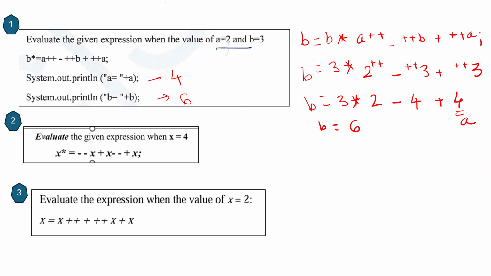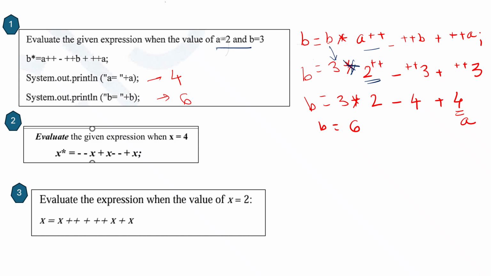B is equal to what? 3. I have put it as 3. Then A++ becomes 2++, then ++B is ++3, and then ++A. Just put the values. B is equal to 3, this is the multiplication shorthand operator, then A++. Now this is 2++.